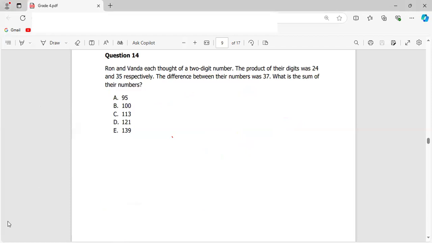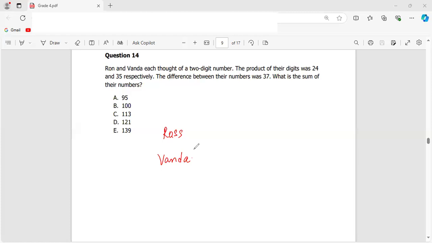Question number 14. Ross and Banda each thought of a 2-digit number. The product of the digits was 24 and 35 respectively. For Ross and Banda, the difference between the numbers was 37. What is the sum of their numbers?